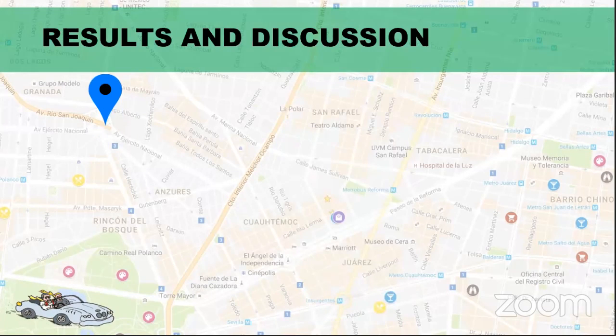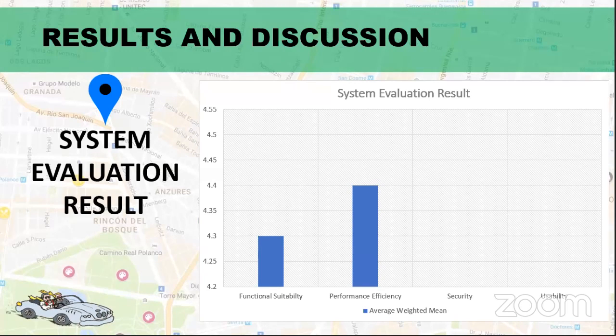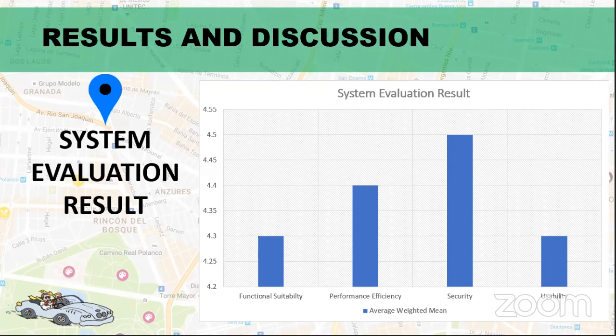For the evaluation result, system evaluation result, for functional stability, 4.3, for performance efficiency, 4.4, for security, 4.5, and for usability, 4.3. It shows that the system is functional, usable, and feasible for implementation.